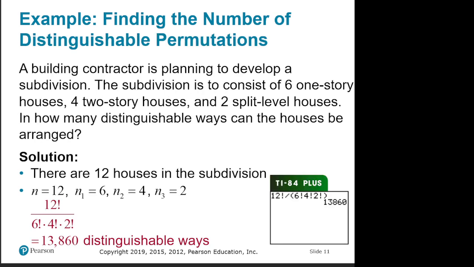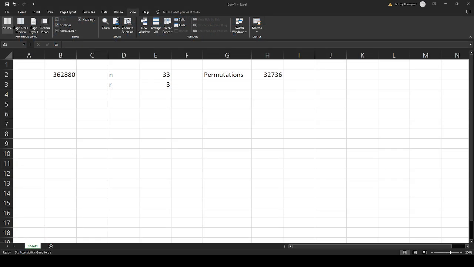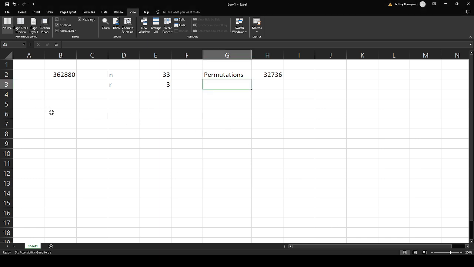So if we look at the example, distinguishable permutations. Here we go. The building contractor wants to do a subdivision of 6 one-story houses, 4 two-story houses, and 2 split levels. So I have n1 equals 6, n2 equals 4, and n3 equals 2. If I add those up, my total n is 12. But we want Excel to do the work for us. So I'm going to come over here and do this problem.